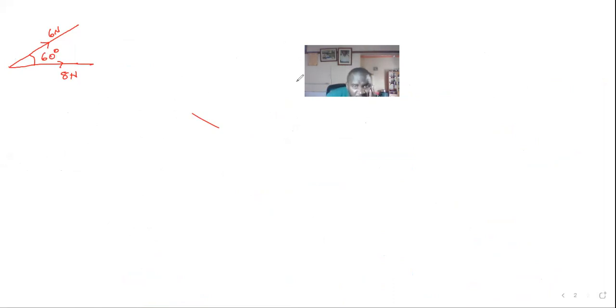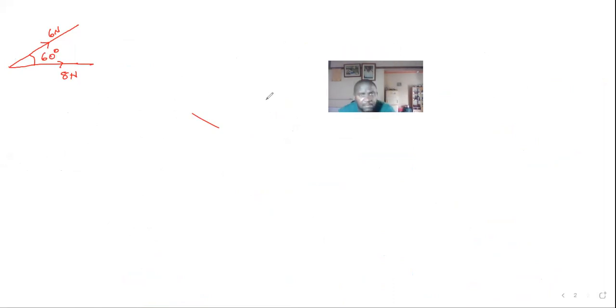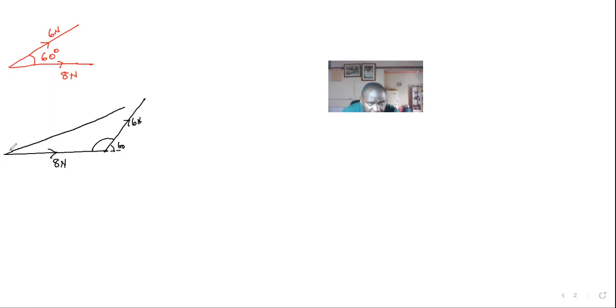So method 1, we are going to use or to borrow the parallelogram law. If I borrow the parallelogram law, I'm going to have the following. I sketch the 8 first, for example. Then I follow it with the 6. When I follow it with the 6, remember we have seen this is 60. So what angle is going to be inside? 120. Very good. So this is the resultant. We shall also need to get its angle. We don't know it.